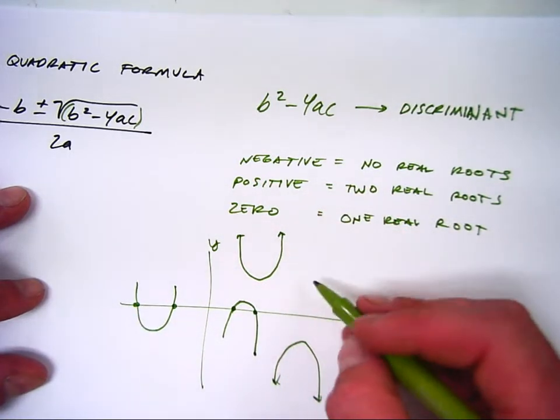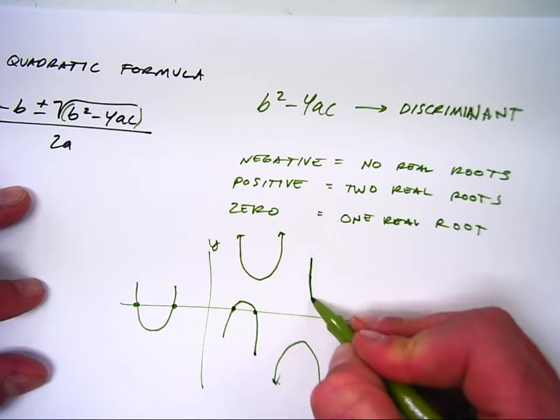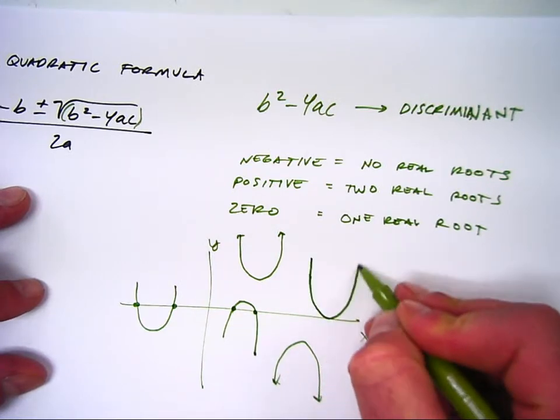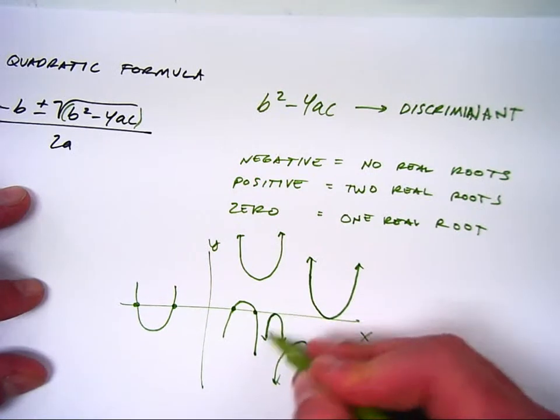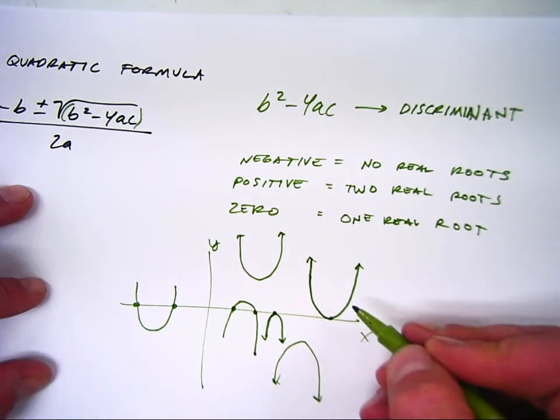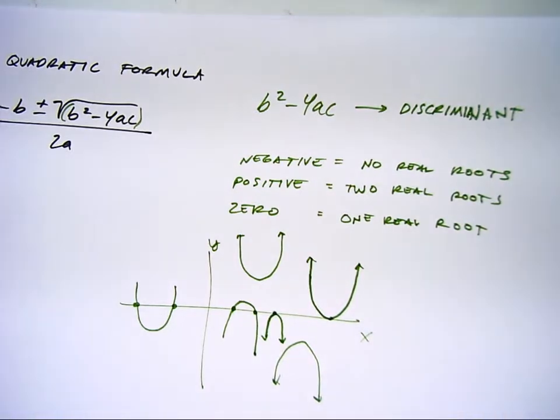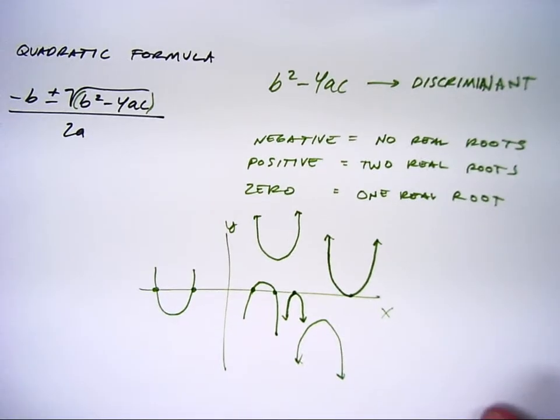And if it has one real root, which is kind of a special situation, it's going to just touch x right there, or it could touch it here like that. It's just going to brush the x line. It's going to be tangent to it. It won't touch it twice. So that's the idea behind the discriminant.